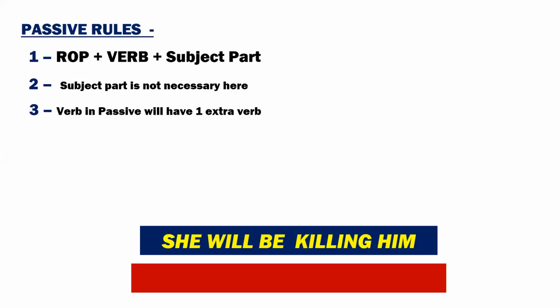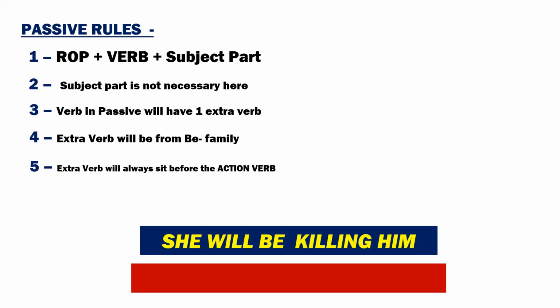ओके. एक्स्ट्रा वर्ब, ये भी मैंने बताया था ना. एक्स्ट्रा वर्ब जो भी सपोर्टिंग वर्ब है वो कौन सी फैमिली से लेना है आपको? बी फैमिली. Always take from the B family. Extra verb कहाँ बैठाते हैं? Where do we have to sit the extra verb? Extra verb will always sit before the action verb. हमेशा action verb से पहले बैठेगा.